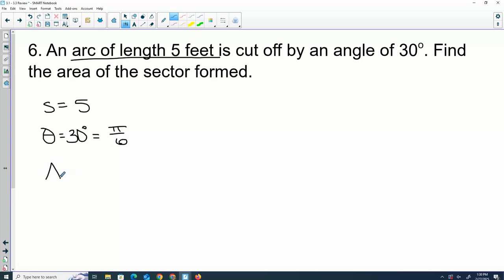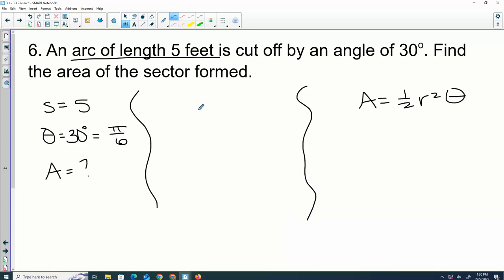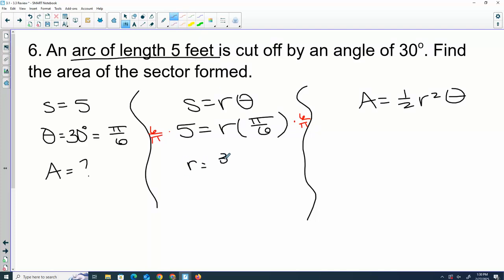Find the area. So area is 1/2 r squared theta. So if I'm going to find my area, I first need my r. So this is one where we have to do a couple different formulas. The only other formula we have is S equals r theta. And I have my S, and I have my theta. So if you want to move this pi over 6 to the other side, you're dividing by it, or think of it as multiplying by the reciprocal. So your radius is 30 over pi. The pi ends up in the denominator.